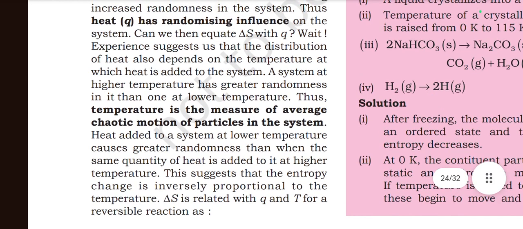Heat added to a system at lower temperature causes greater randomness than when the same quantity of heat is added to it at a higher temperature. This suggests that the entropy change is inversely proportional to the temperature. Delta S is related to Q and T for a reversible process.